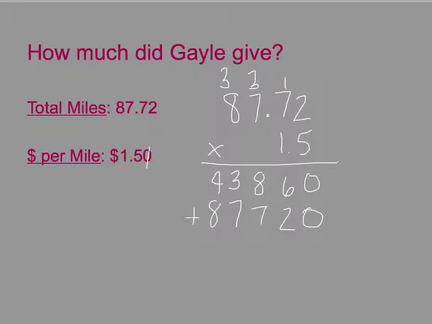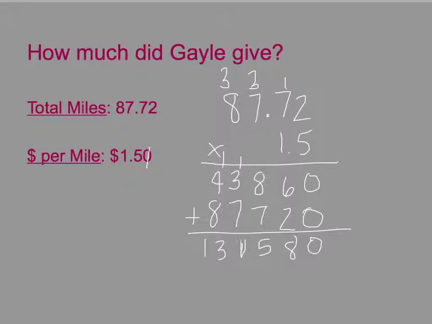So now we have our two partial products, and we need to go ahead and add these together, and then we'll look at our decimal points. So 0 plus 0, 6 plus 2, 8 plus 7, carry my 1. 1 plus 3 is 4, plus 7 is 11. And then 1 plus 4 is 5, plus 8 is 13.